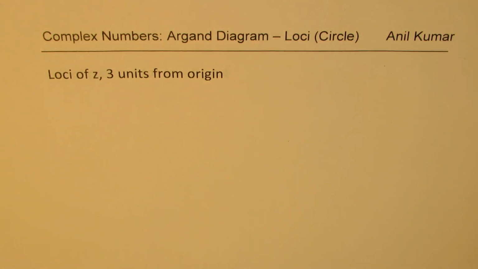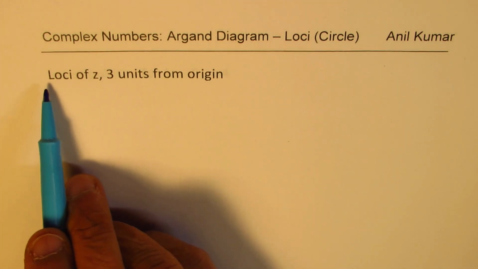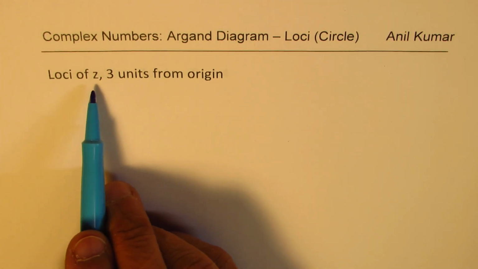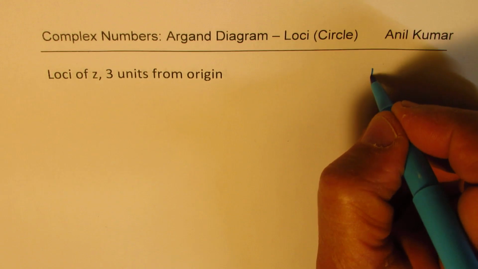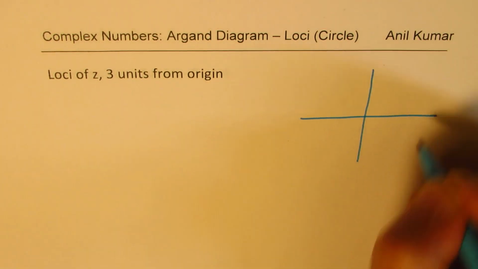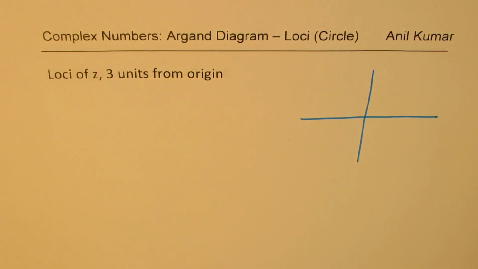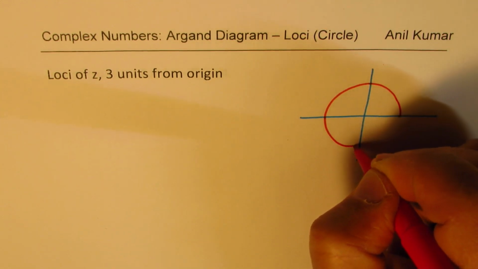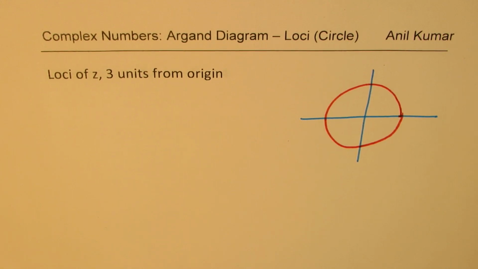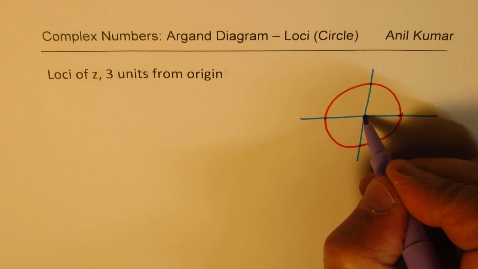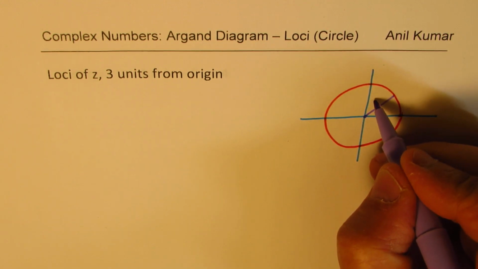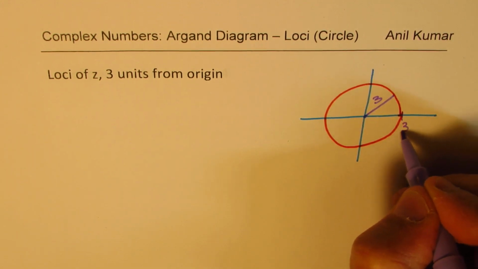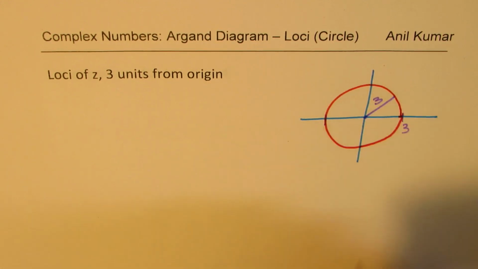Okay. Now with that in mind, let's begin and sketch some graphs here. Now here, first statement is loci of z 3 units from origin. So this is a very simple and straightforward statement which says that we just want points which are exactly 3 units from origin, right? So that is our circle. And what we are saying here is that all these points are at a distance of 3 units. So this is 3, right? So this will be minus 3.